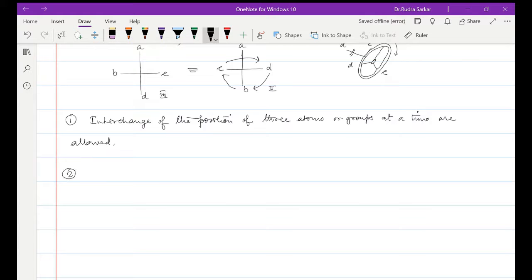And number two, if we interchange the position of two atoms or groups at a time, in this case an enantiomer will be generated.